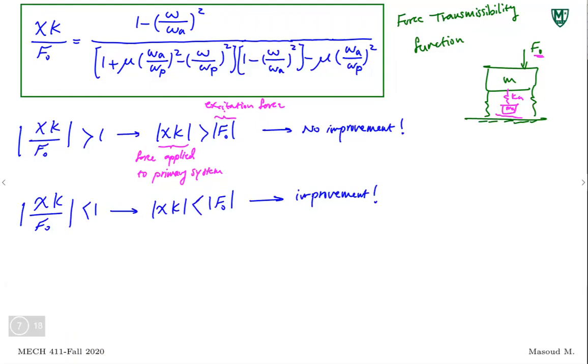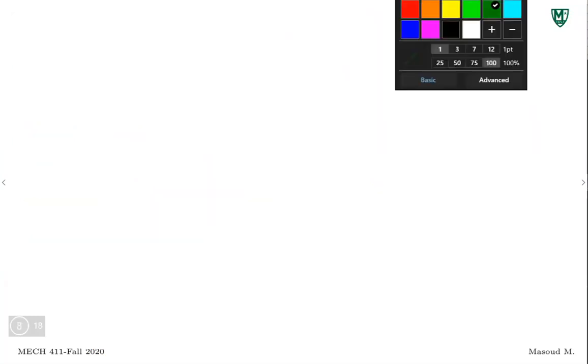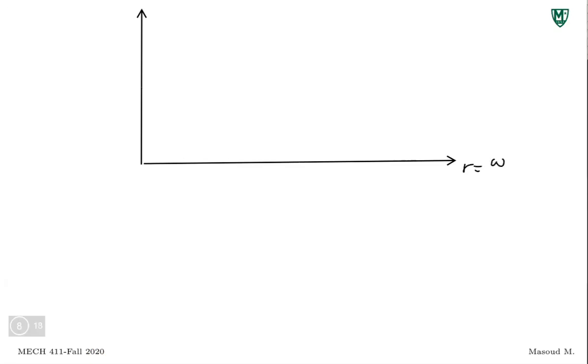So let's draw this one. I'm going to try to draw this function, this force transmissibility. You don't always get this nice drawing, but I'll give you the typical shape. I call this R, being omega over omega A, the frequency ratio. I define this as omega over omega A for this case.